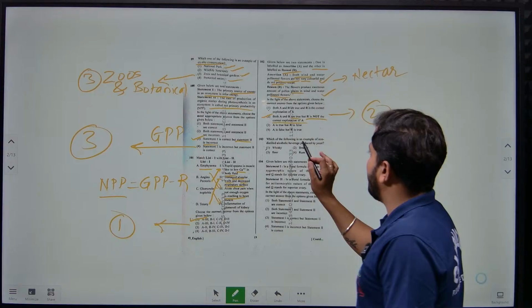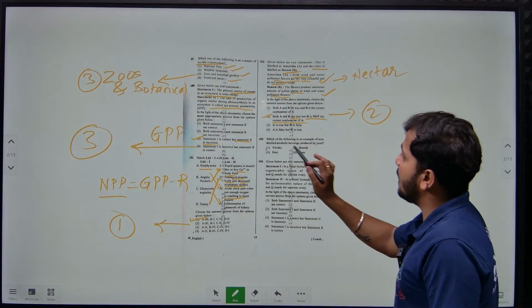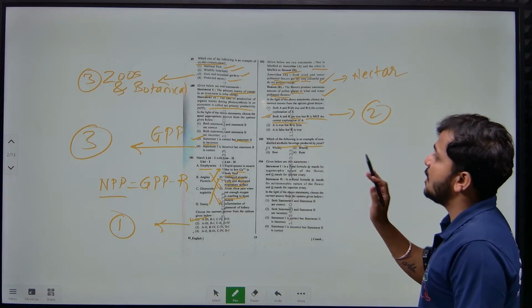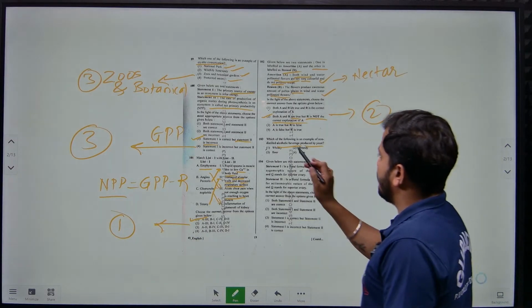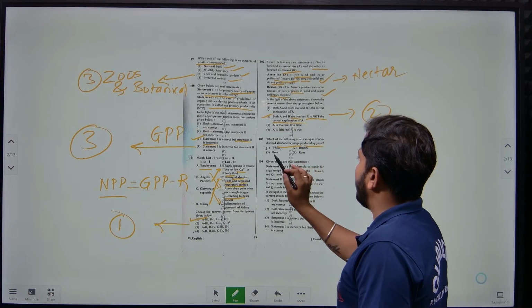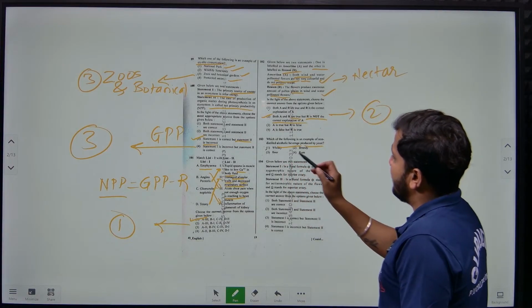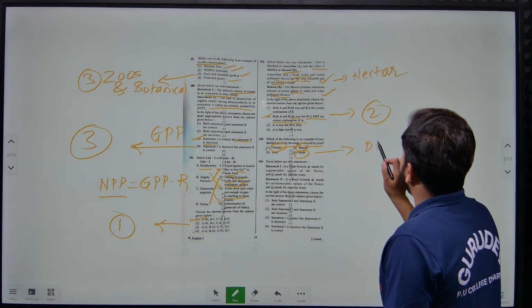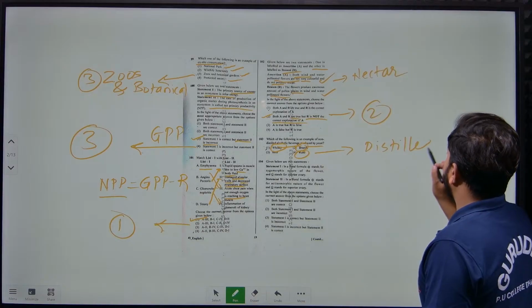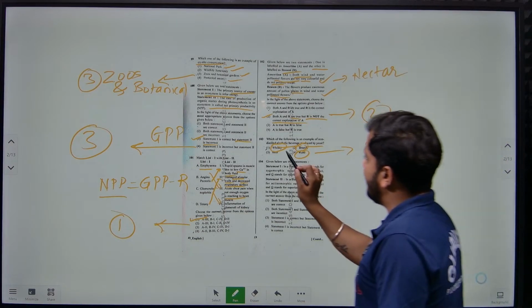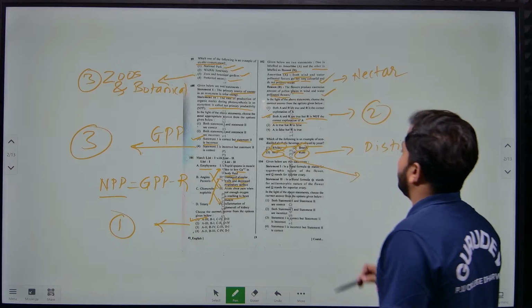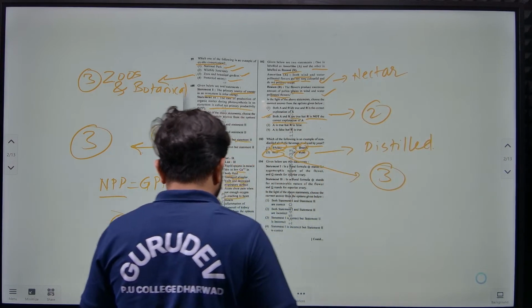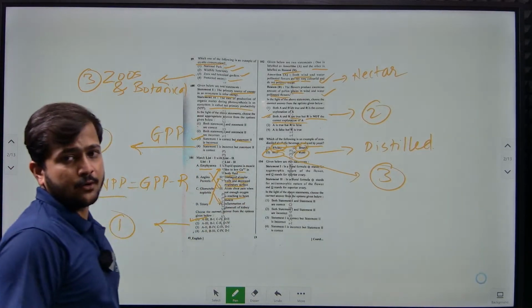Then which of the following is an example of non-distilled alcoholic beverages produced by yeast? Right, non-distilled is what they are asking. The examples given are whiskey, brandy, beer and rum. If you consider whiskey, brandy and rum, they are actually known to be the distilled ones, right? So they are known to be the distilled beverages. Beer itself is the non-distilled one. So here option 3 is correct, right? So beer is the non-distilled one we are going to find out, right?